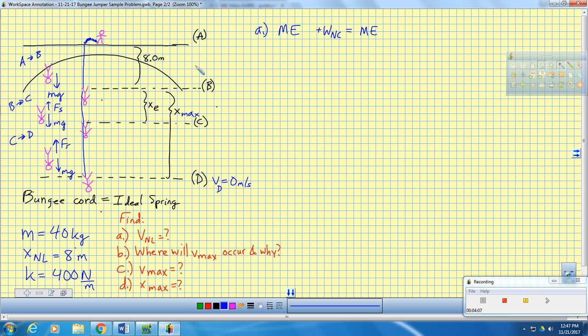Alright, so we're going to think for a second first about what two locations you would want to compare to do part A, to figure out your speed at the natural length. And as we're doing that, we also will set up where we think our original height is going to be 0. So I'm going to pause, talk to the class, and we'll come back.